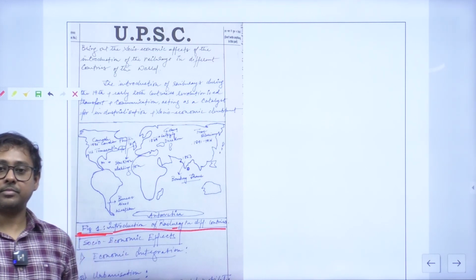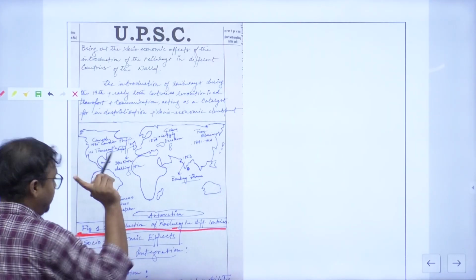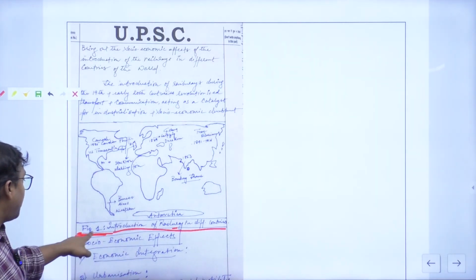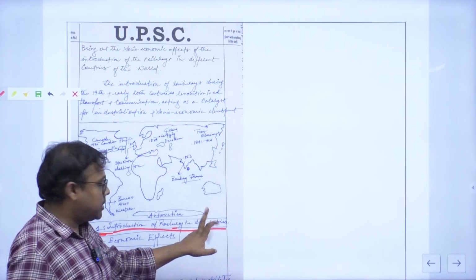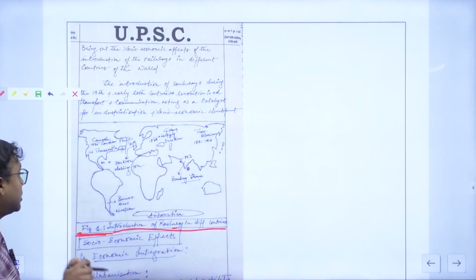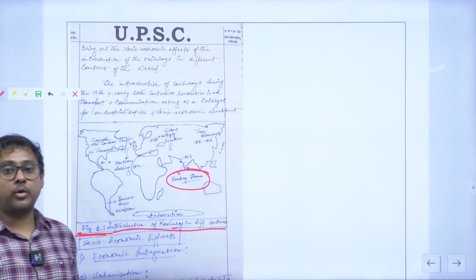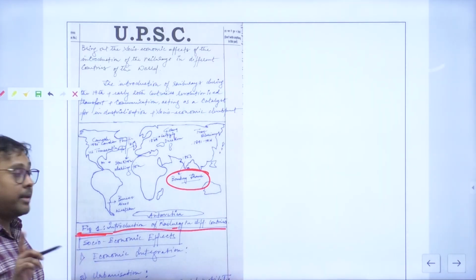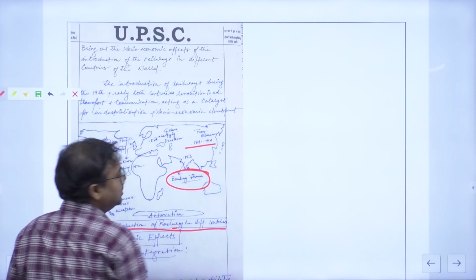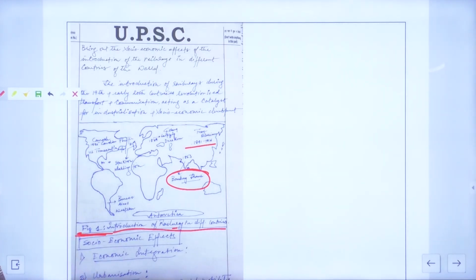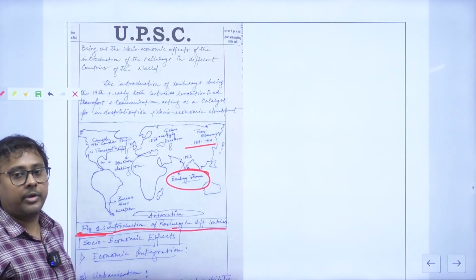But the value that you are communicating to the examiner is immense, right? So first is figure 1. Second is the title, introduction of railways in the different countries. What is the third? Label it. Labeling is very important. If you are not labeling the areas of the diagram, with proper labeling and arrows, then there is no point of giving diagrams, right?